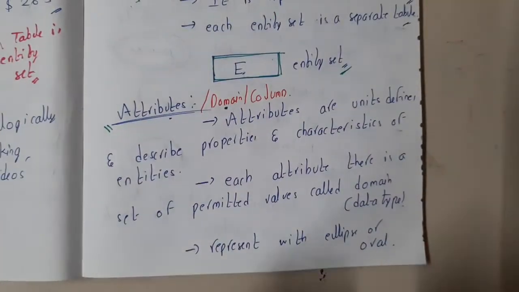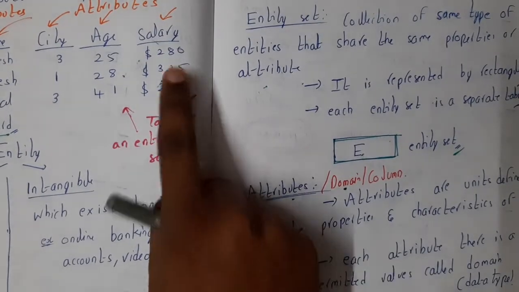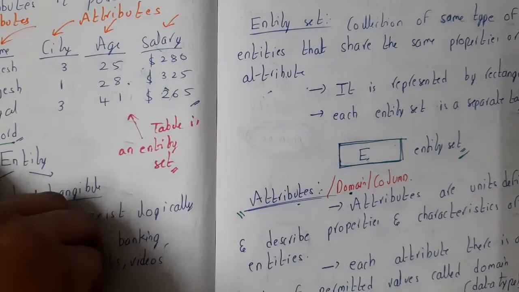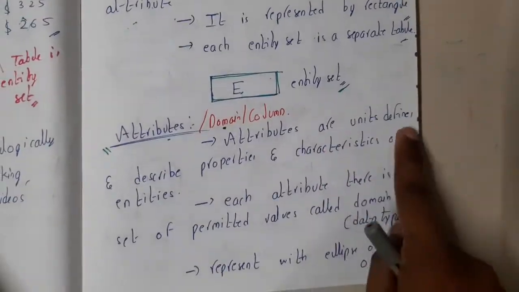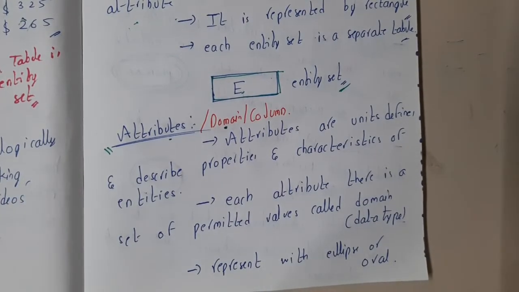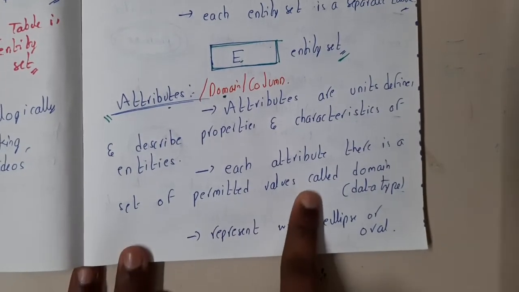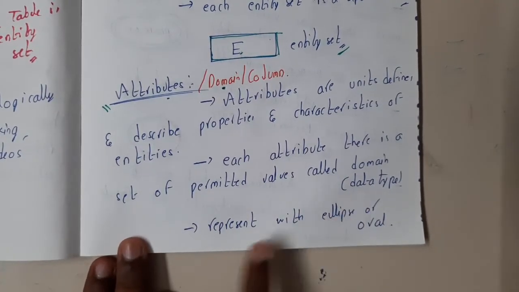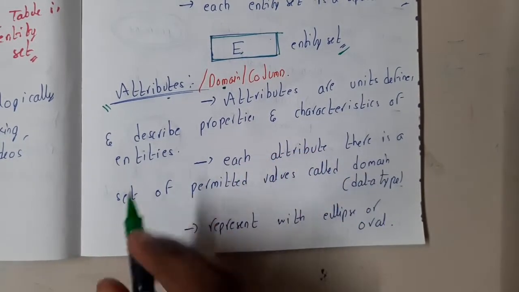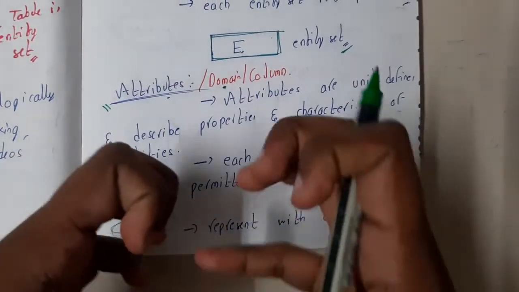Okay, so what does an attribute say? An attribute talks about a specific property. It might be salary, it might be age, it might be father name, it might be your name, in that way. Attributes are a unit that defines and describes the properties and characteristics of entities, right? Each attribute has a set of permitted values called domains or data types, represented with an ellipse or oval. So basically the basic structure of an attribute is an oval, guys. Got it?